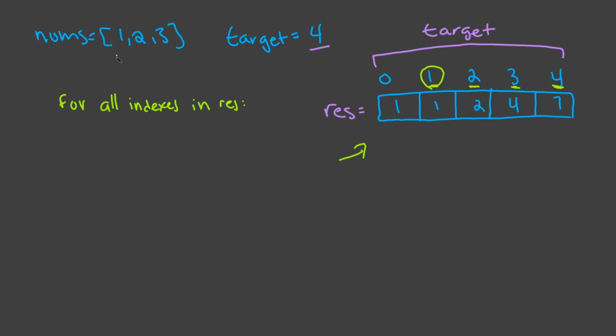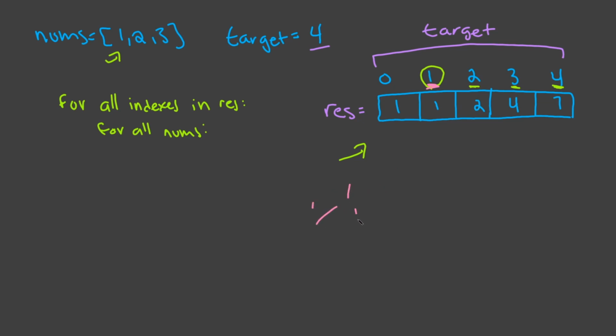Well, we want to check all of these numbers as well to see if they're valid and see how many distinct ways we can make up 1. So we can also say for all nums. Okay, well now what do we want to do? So let's say we're checking for index 1. So let's just do our decision tree again.